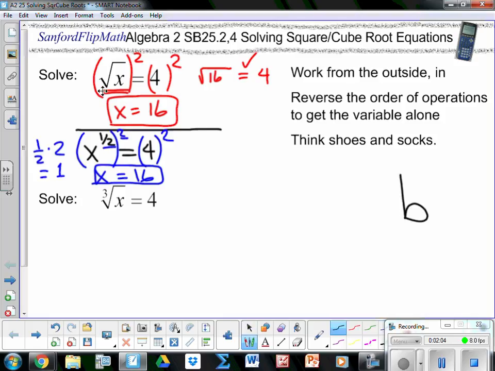If I have a base raised to a fractional power, what that actually is equal to is the base inside the radical, the square root symbol, only in this case it's the nth root. So this n is this n, just like this 3. This particular one could be written x to the 1/3 power equals 4. So cube root of x is the 1/3 power.